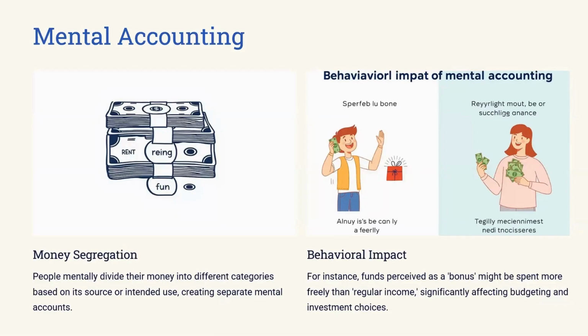The first one is money segregation. People mentally divide their money into different categories based on its source or intended use. They create separate mental accounts instead of viewing all money as a single pool of fungible resources. For example, money earned as a bonus might be mentally separated from regular salary. For another example, a fund designated for a down payment on a house might be kept distinct from funds for daily expenses or discretionary spending. A vacation fund is treated differently from a retirement fund.